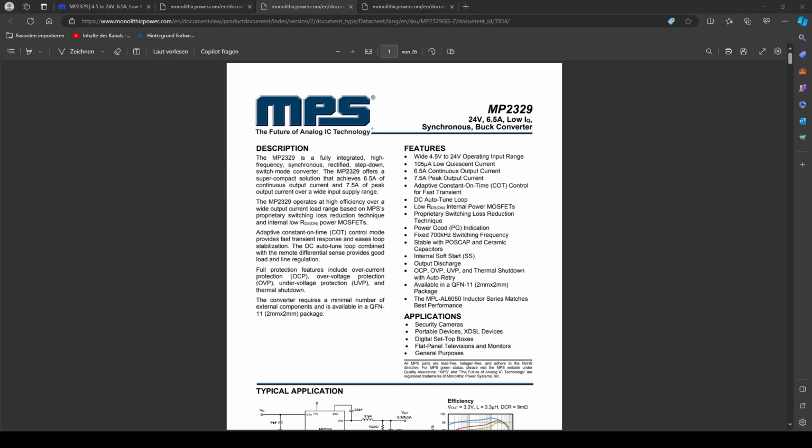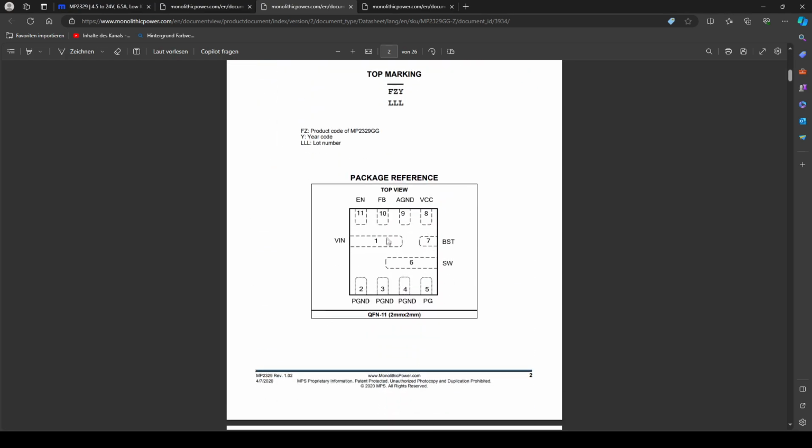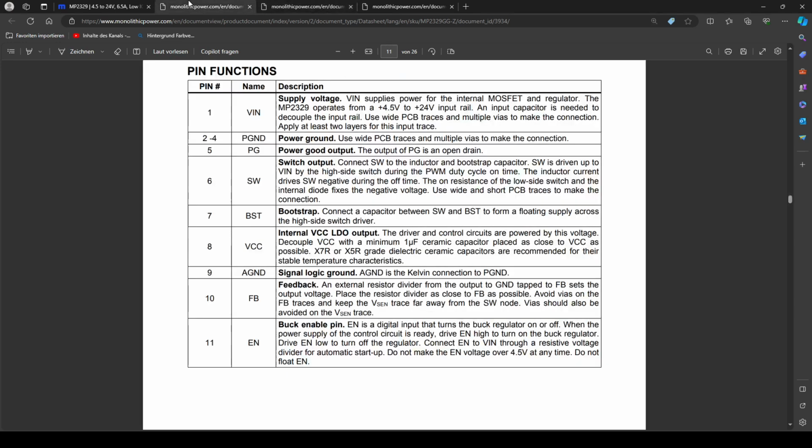This is the chip that we have at hand. This is an MP2329. This is a synchronous buck converter with 24 volts maximum input voltage and 6.5 amps. As you can see, we have the pinout here, and the important pin for us is pin 10. This is feedback. And as you can see, feedback and an external resistor divider from the output to ground, tap to feedback, sets the output voltage.